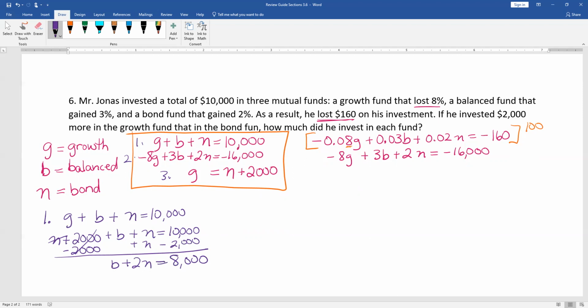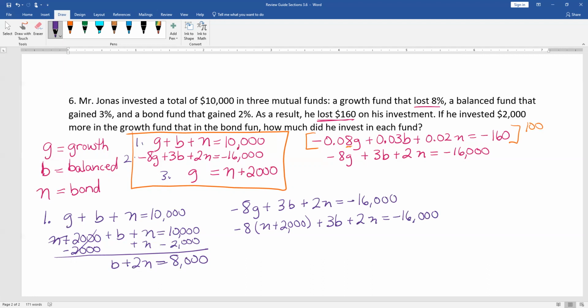So let's do it with the other equation. This one's a little bit bigger. -8g plus 3b plus 2n equals -16,000. So it's g that we're substituting. So this is -8 times (n plus 2,000). This one we do have to make sure we distribute because we have a number, not just one. Okay, plus 3b plus 2n equals -16,000.